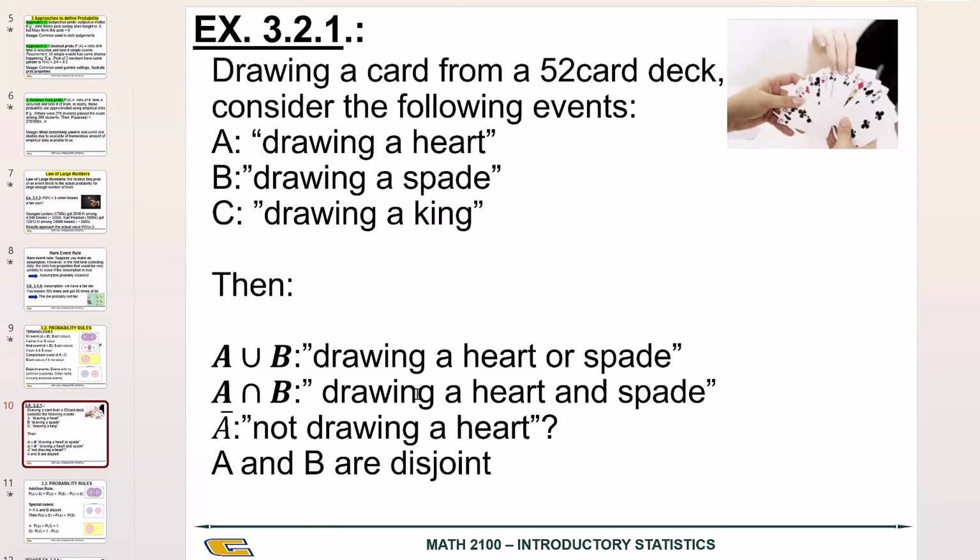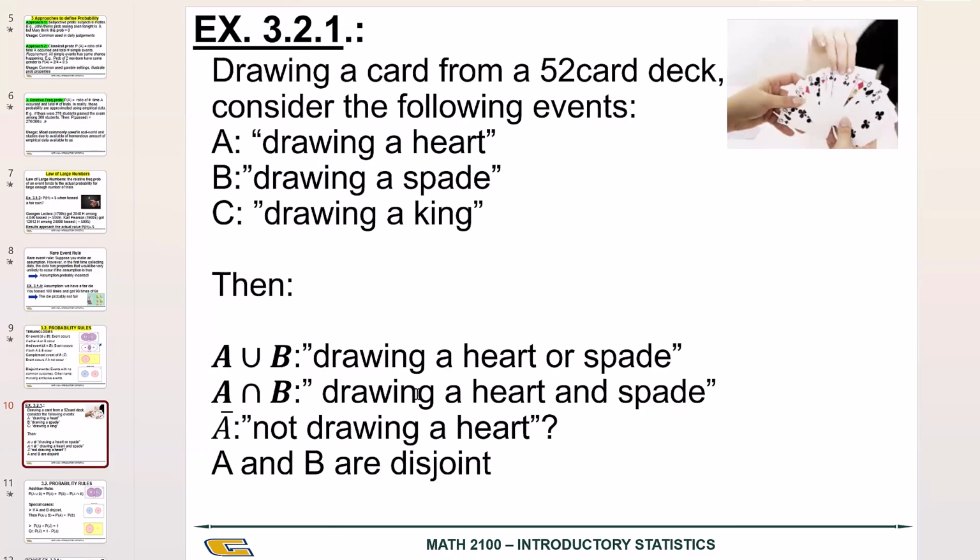So if you look at A and B, A is drawing a heart, and B is drawing a spade. So A or B will be the event that you get either a heart or a spade. A and B is the event you draw a heart and a spade. So in this case, you don't have anything, because a card you draw cannot be both.